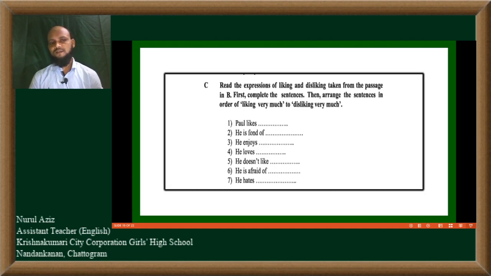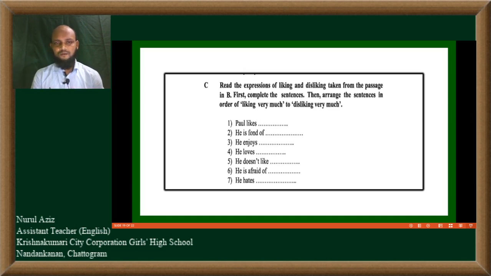And now we have another section in C, that is read the expressions of liking and disliking taken from the passage in B. First complete the sentences, then arrange the sentences in order of liking very much to disliking very much. So you can do it yourself, but I will help you with the complete sentences. You can take it as homework, because you can understand which one he likes very much, which one he dislikes very much.